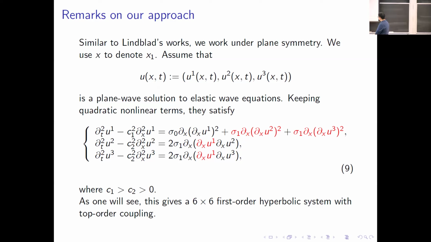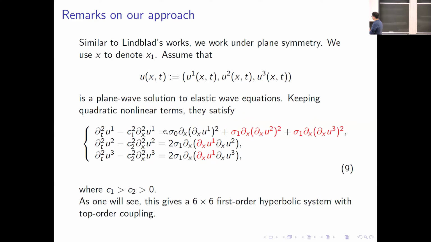For this equation, you can see that for elastic waves there is top order coupling. Top order coupling means that the first equation is the wave equation for u1, but on the right-hand side you will see the second derivative of u2 and the second derivative of u3. Similarly, for the second and third equations, you will see the second derivative of u1 here.